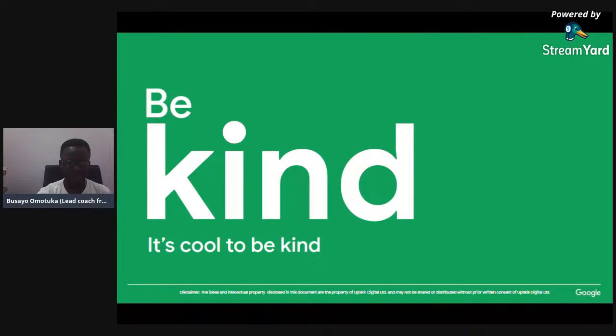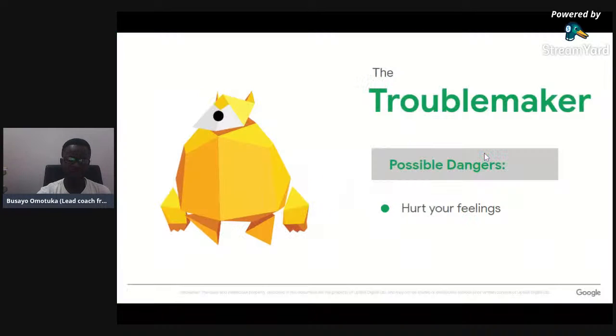Be kind. It's cool to be kind. Whenever we're on the internet, it's actually good to be kind. We have been discussing how to be safe, how to share with care, how to be on the lookout for fakes. But does that mean you can't be a good person on the internet? No, we can be a good person on the internet. And when we are trying to be kind, we should watch out for the troublemakers.